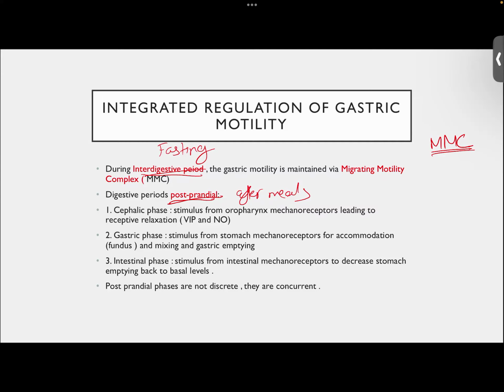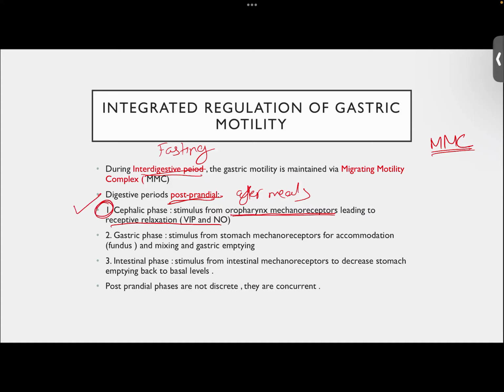Remember, during the previous lecture, we had gastric acid secretion, we had a basal, cephalic, gastric, intestinal. Well, here we have the same thing, cephalic, gastric, intestinal. So now we eat, cephalic, when we see the food, or when the food is in our throat and it's coming towards the stomach. We have the stimulus from oropharynx mechanoreceptors. Mechanoreceptors are obviously those that can sense pressure, and they're in the oropharynx, which is the pharynx, obviously. It leads to receptive relaxation, VIP and NO. Remember receptive relaxation in the proximal stomach, VIP and NO? Well, it's activated by oropharyngeal mechanoreceptors, and this is the cephalic phase.